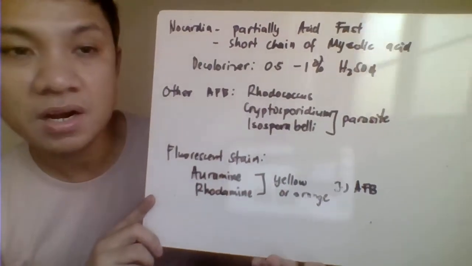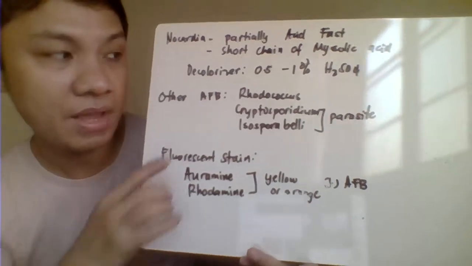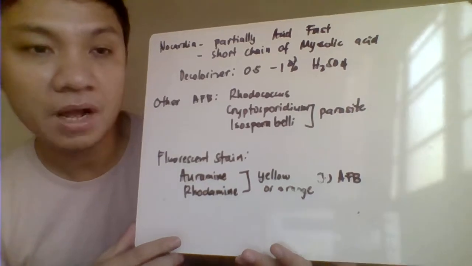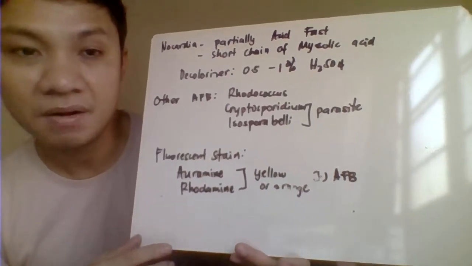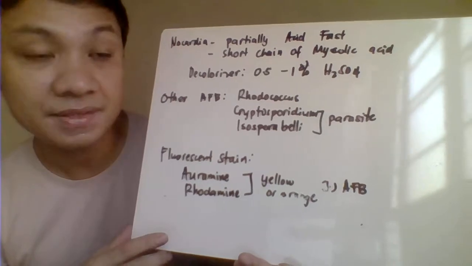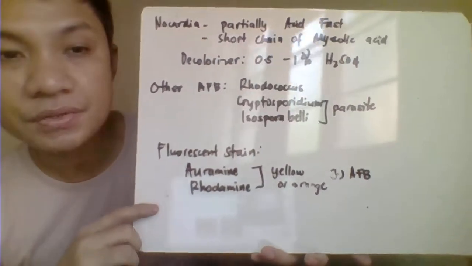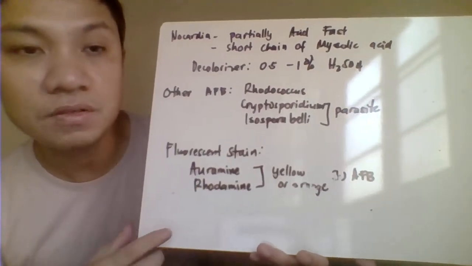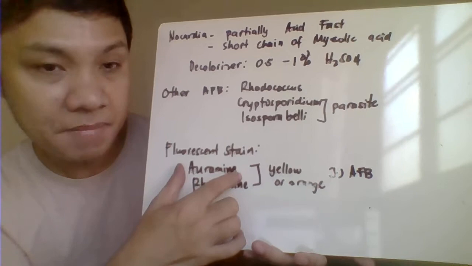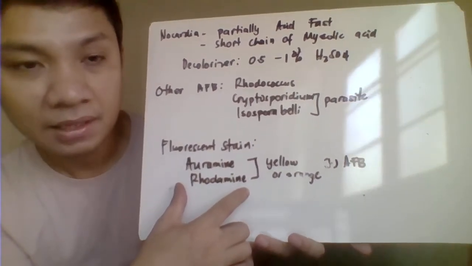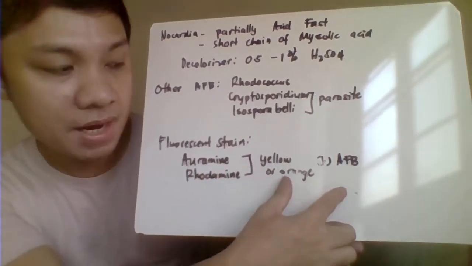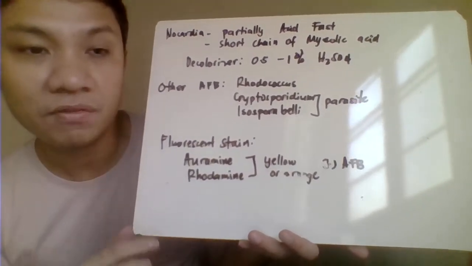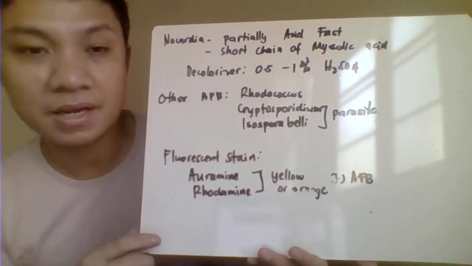Okay, we have other bacteria which are considered to be acid fast. We have Rhodococcus. Then we also have the parasites Cryptosporidium parvum and Isospora belli, which could be stained by acid fast staining. Another option is a fluorescent stain for acid fast staining. The fluorescent stains used are auramine and rhodamine. They will stain your acid fast bacteria as a very bright yellow or orange, which is a fluorescent color.